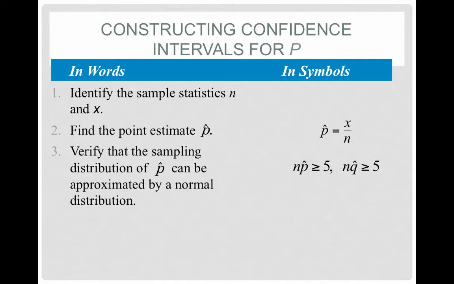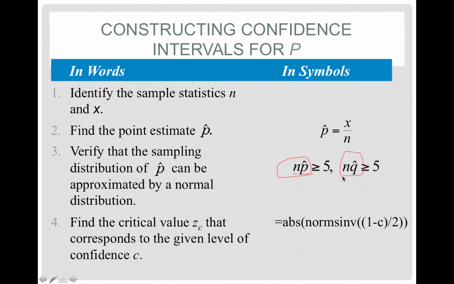This is an important point to make. We can't just assume we're going to use a normal distribution. We can't always use a normal distribution. There's a little check we need to do. What is that check? We take our sample size n and multiply it by p hat. If we get a number that's greater than or equal to 5, when we do this, as well as when we do n times q hat, then we can approximate our sampling distribution with a normal distribution.